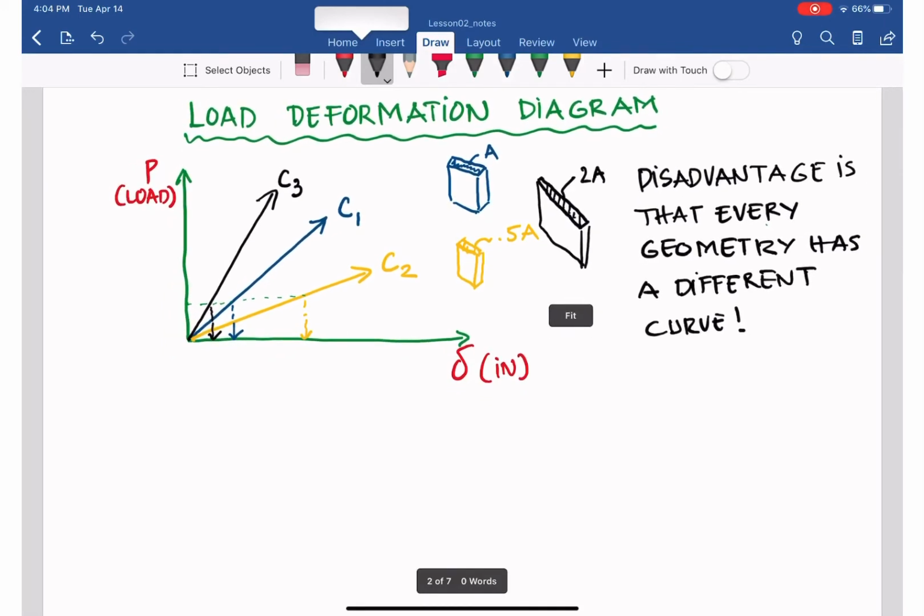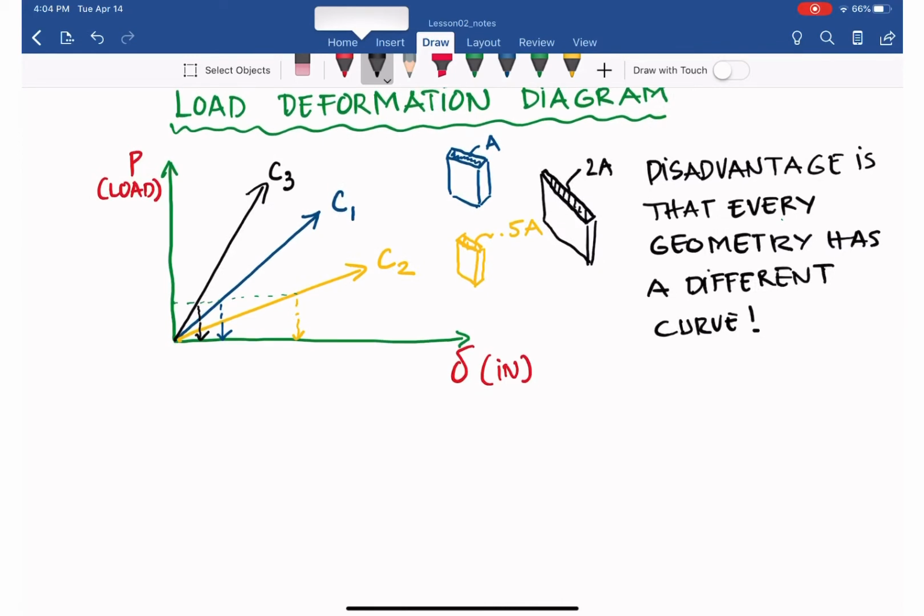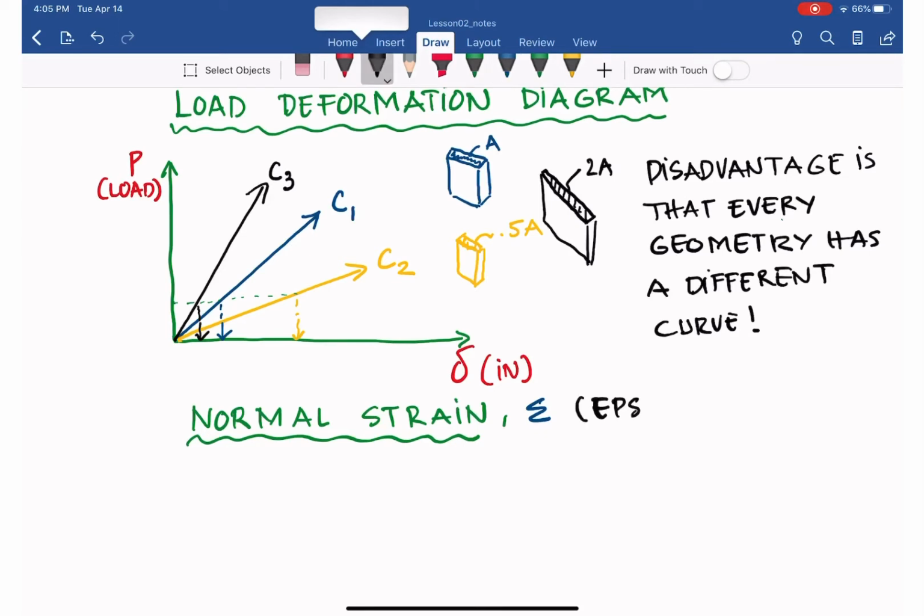Because of that reason, we introduce a concept called normal strain in this class. The relationship between the load and deformation is not good when they have different curves even with the same material. So normal strain, and for normal strain, we use epsilon, and write it down, spell out epsilon.